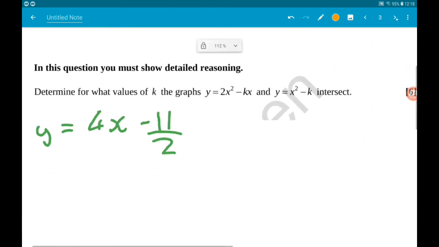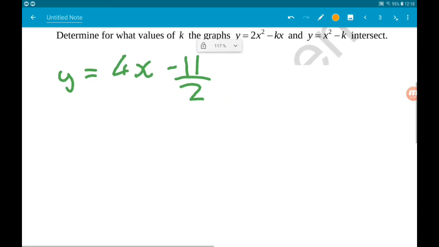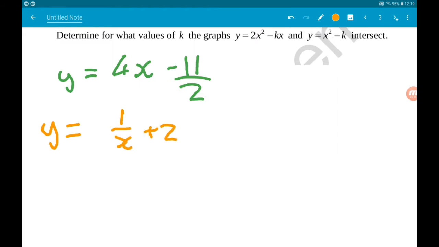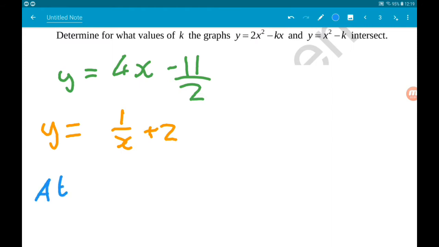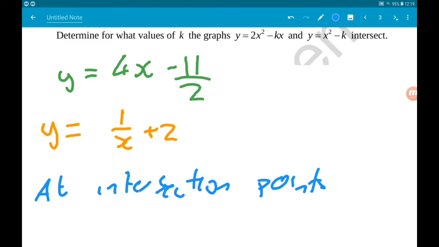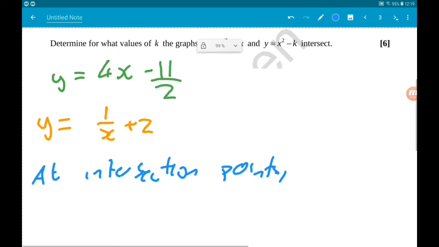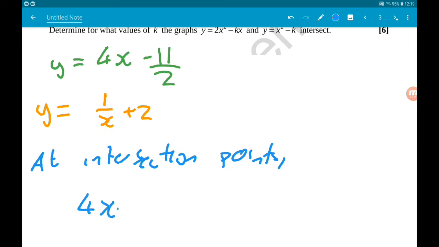Okay, so we know the equation of our normal is this chap, and we know the equation of the curve is 1 over x add 2. Now, at intersection points, the equations are simultaneous or equal to each other. So, we can say that 4x minus 11 over 2 is equal to 1 over x add 2.